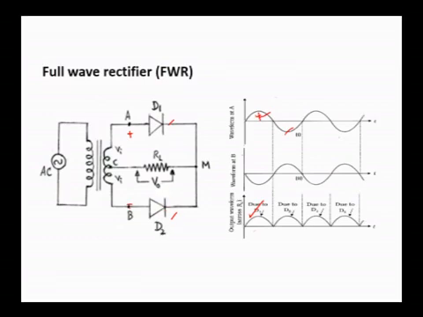And in the negative half cycle of the input AC, B will be at a positive potential, A will be at a negative potential. It means that D1 does not conduct, D2 conducts. When D2 conducts, again you are going to get output voltage realized, and you will be getting successively voltage output for both the half cycles of the input AC.